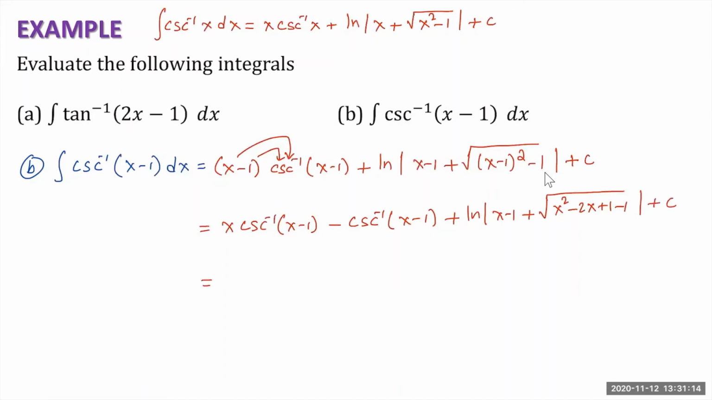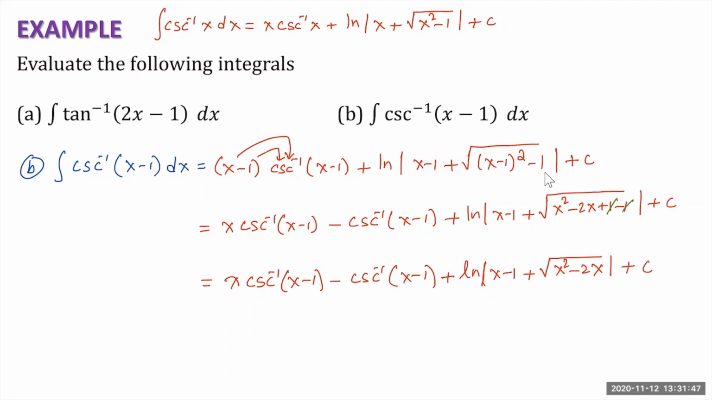So the final step or final answer will be x cosecant inverse x minus 1 minus cosecant inverse x minus 1, then plus the natural log of x minus 1 plus the square root of, inside the square root, negative 1 and positive 1 will get cancelled. So we have x squared minus 2x inside the square root. And this is all inside that absolute value sign plus c. So that is the value of that integral given here in part B.